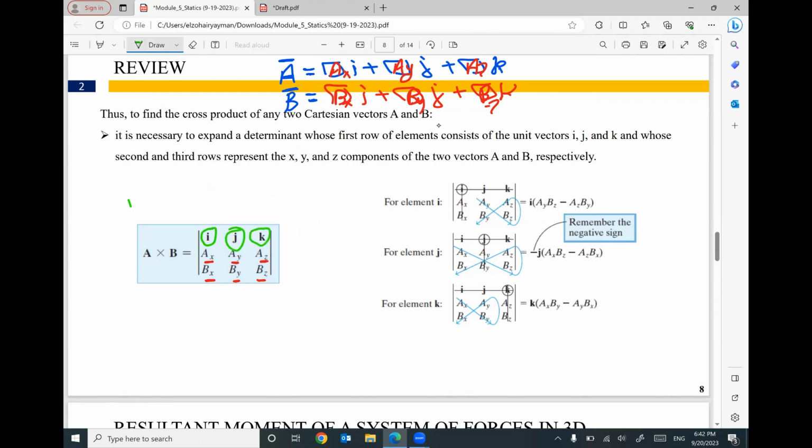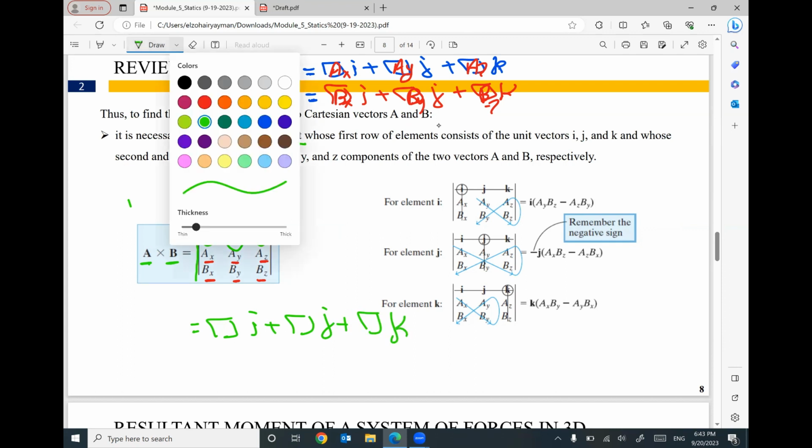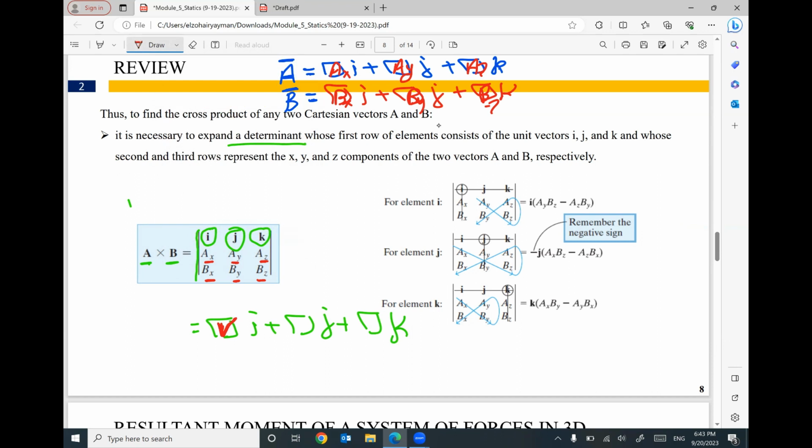And I will find the value of this determinant. Do you remember how we can figure this out? Go back to your math and find your value. The final cross product will be a vector. To find the first term, we need to do this. I will cancel the first column and the first row, and I will multiply this one times this one minus this one times this one. That gives you the first term.